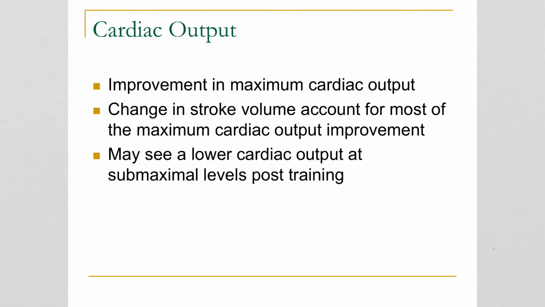Cardiac output, so this is the combination of stroke volume and heart rate. What we see is there's improvement in the maximal levels. The stroke volume accounts for most of those changes. So if you think about changes in stroke volume, pre and post training, it's the stroke volume change that leads to most of those improvements in cardiac output. We may see a little bit lower cardiac output at submaximal levels, and that's because of just a better job of the periphery extracting the oxygen and using the oxygen. So we may not need to deliver as much to do the same amount of work. For the most part, though, that's pretty slight.